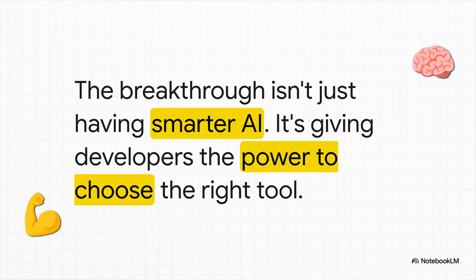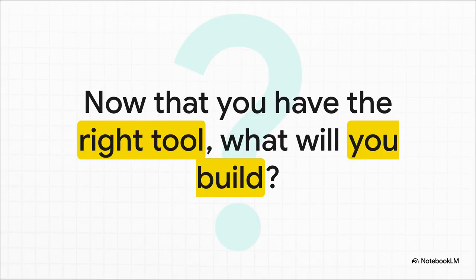And that's really the heart of it, isn't it? The real power here isn't just that the AI is getting smarter, it's that you, the developer, get to be smarter about how you use it. The power is in your choice. So now you've got the map, you've got the toolkit, and you've got the playbook. The best AI models in the world are sitting right inside your IDE, waiting for your command. The only question left is, what amazing things are you going to build with them?